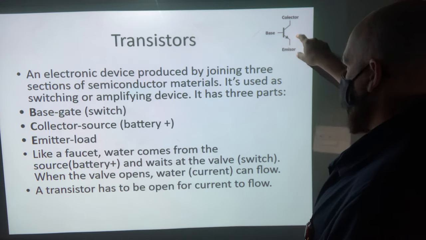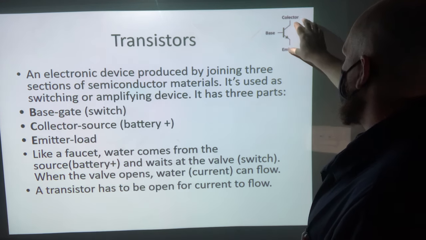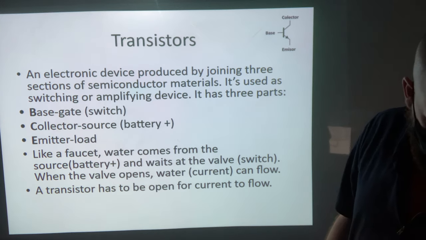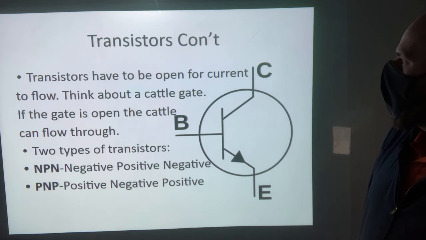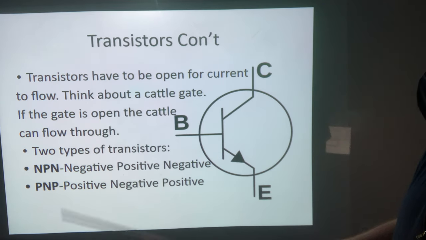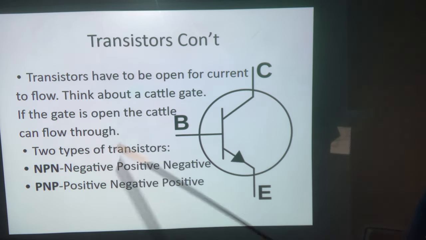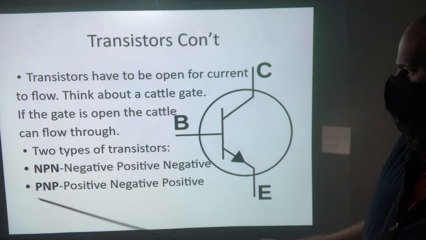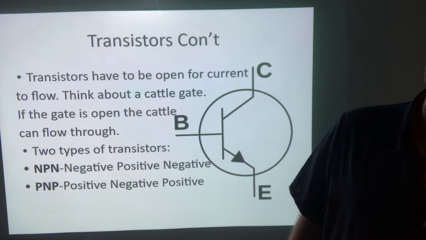Here's basically what a transistor looks like on a wiring diagram. A transistor has to be open for current to flow. Think about a cattle gate. The gate is open, the cattle can flow through. There are two types of transistors, NPN, negative positive negative, or PNP, positive negative positive, okay?